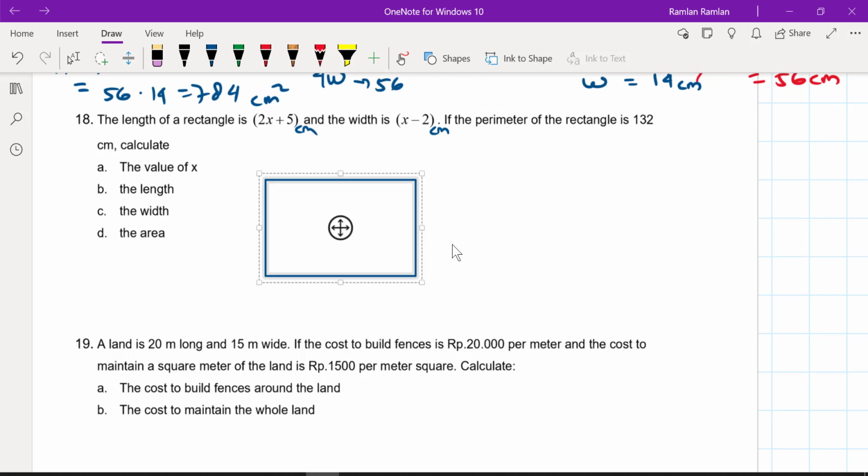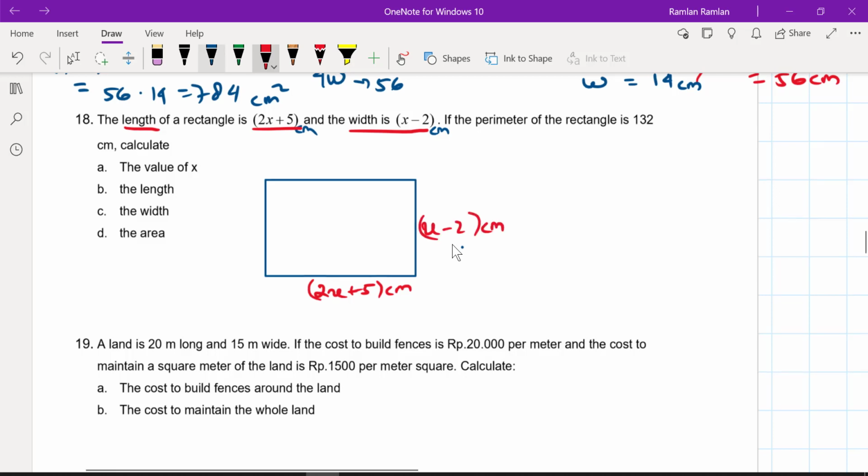So let's just draw a rough rectangle like here, and it said that the length is 2x plus 5, so this is 2x plus 5 in centimeters, right? And then the width is x minus 2, so this is x minus 2 in centimeters. Which means that this is also going to be 2x plus 5 centimeters, and this is also going to be x minus 2 centimeters, right? Yeah, because they're the same. So this one and this one are pairs, they will be the same.